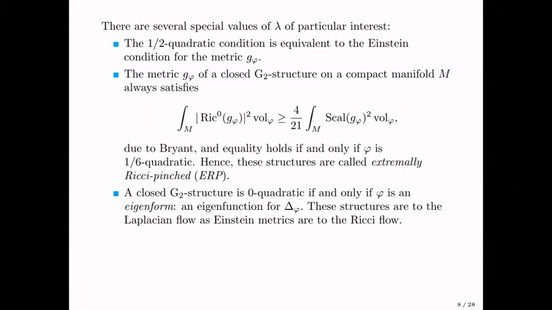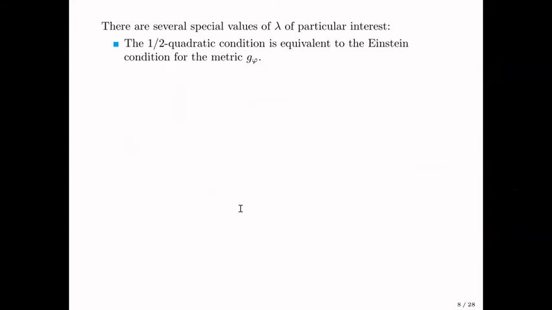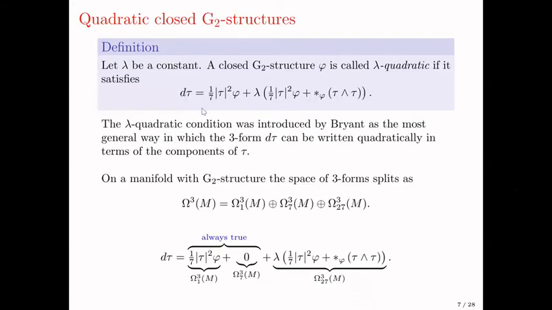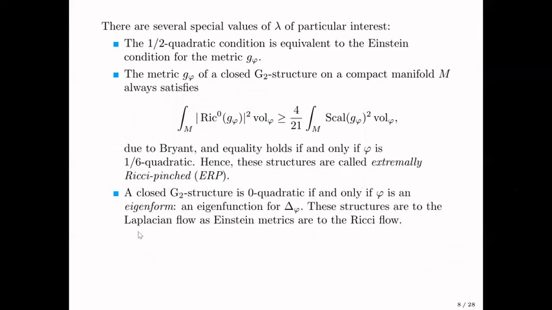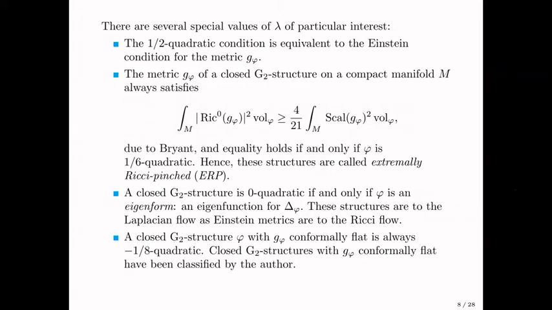Another interesting value is lambda equals 0. A closed G2 structure is called an eigenform if it's an eigenfunction for the Laplace operator. You can see straight away from the equation that this corresponds to lambda equals 0, if you know that the Laplacian of phi is equal to d tau. So this thing is the Laplacian of phi, and it's going to be a multiple of phi if and only if lambda equals 0. These structures play, or are expected to play, the same role in the Laplacian flow as Einstein metrics do for the Ricci flow. And then there's one more interesting value of lambda: if the induced metric is conformally flat, that implies that the structure is minus 1/8 quadratic.